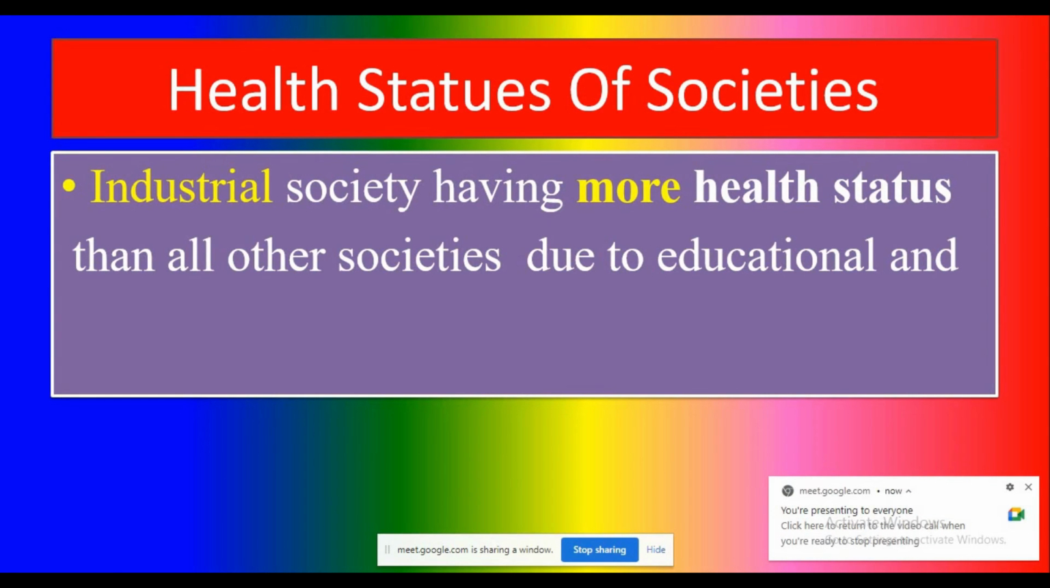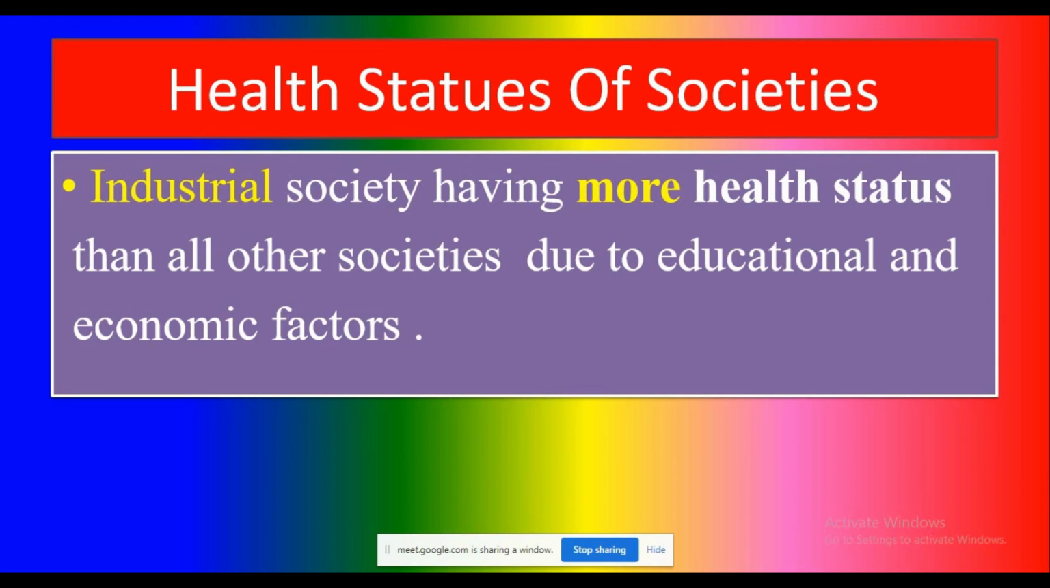Industrial society has a higher health status than all other societies due to educational and economic factors. The people who come to the industrial area work in industry. So they have enough education and enough money. So the people access healthcare services and are healthier than other societies.